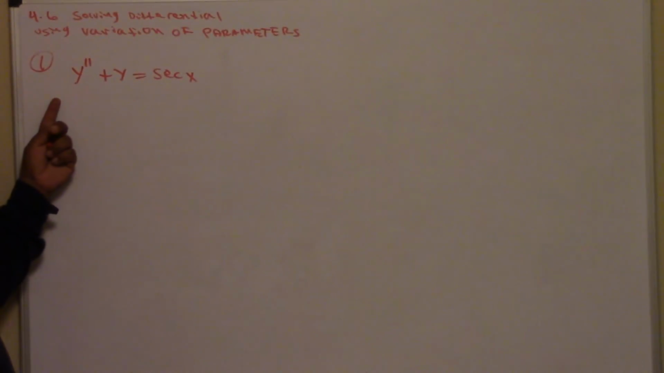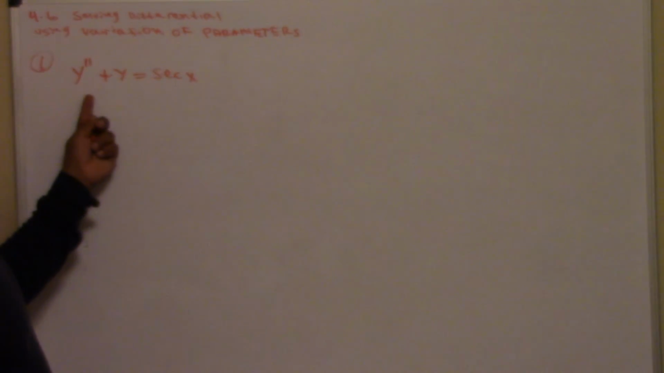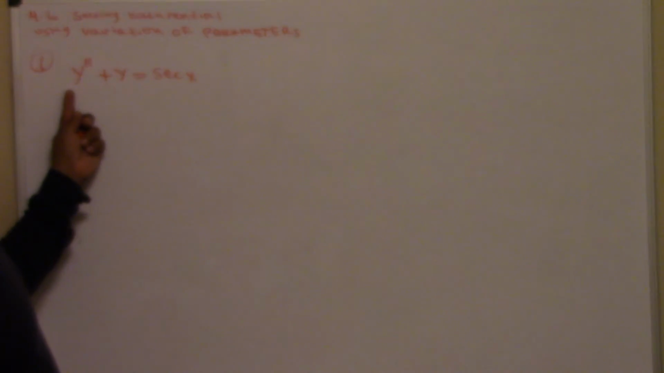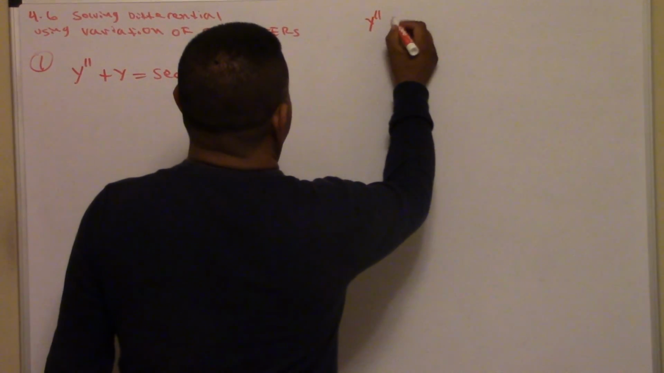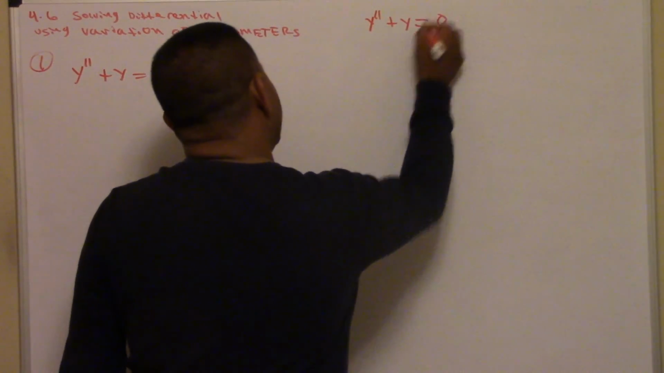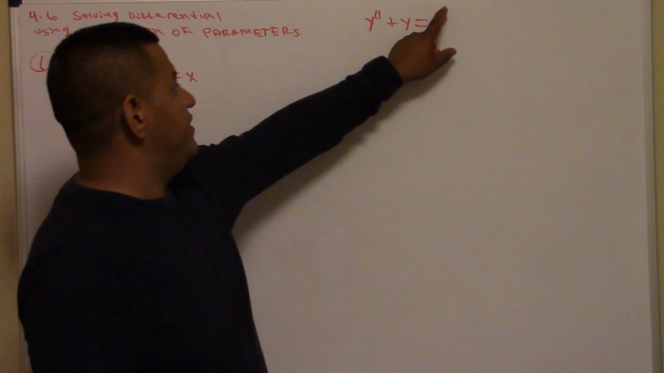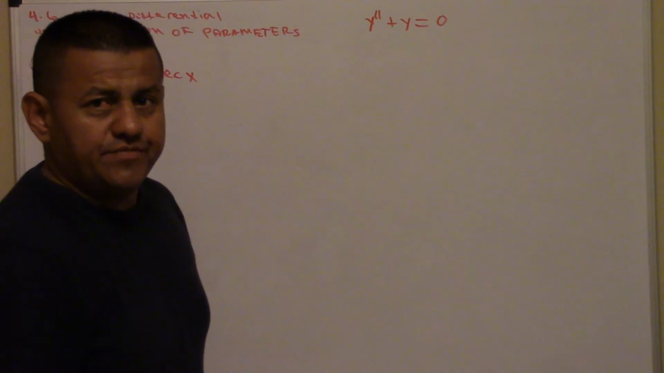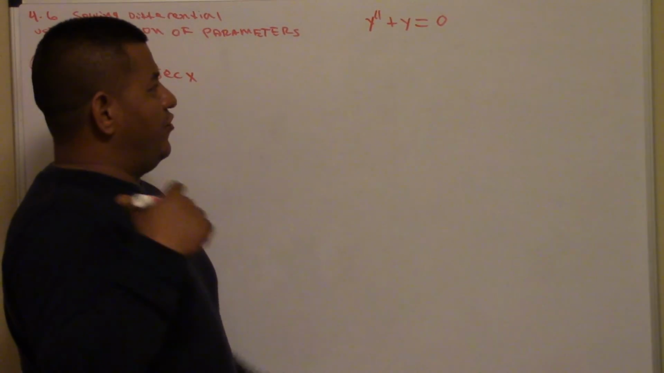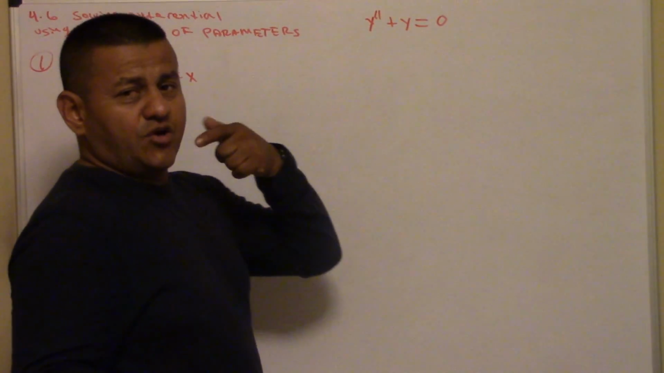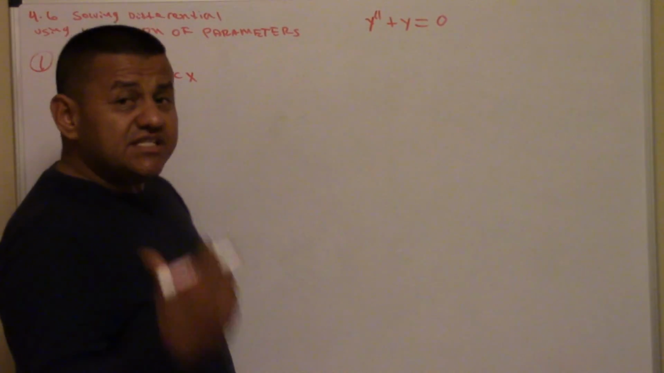Now, to find the complementary solution, all I gotta do is rewrite this as a characteristic equation, and then I'm going to make it equal to 0. So the left side is going to be y double prime plus y equals 0, right? Notice that I now have a homogeneous differential equation ready, equal to 0. So now I want to change this equation to a characteristic equation.